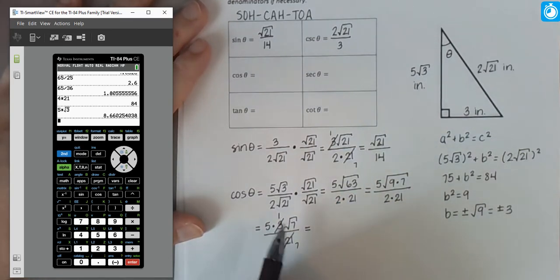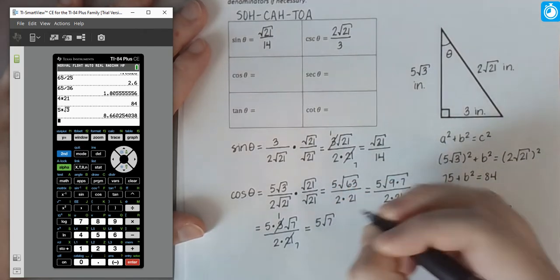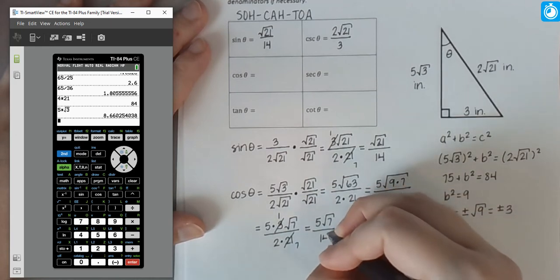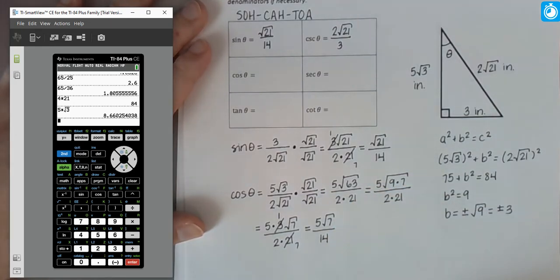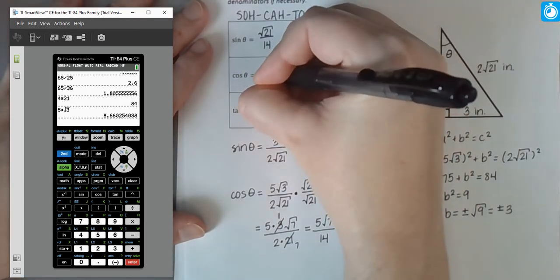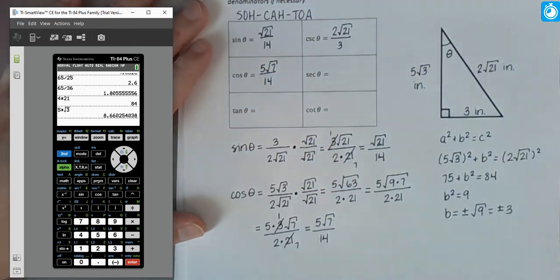So 5 times 1 times the square root of 7 is going to be 5 root 7. And then 2 times 7 is going to give me 14. So that is going to be my value for cosine: 5 root 7 divided by 14.